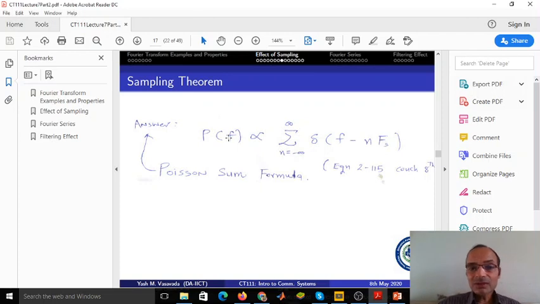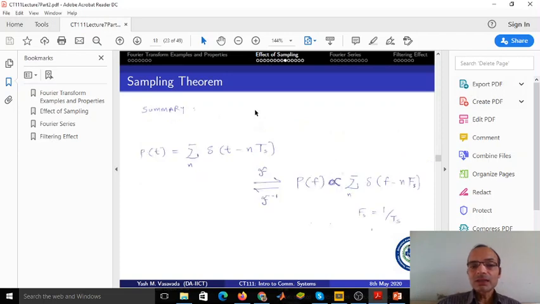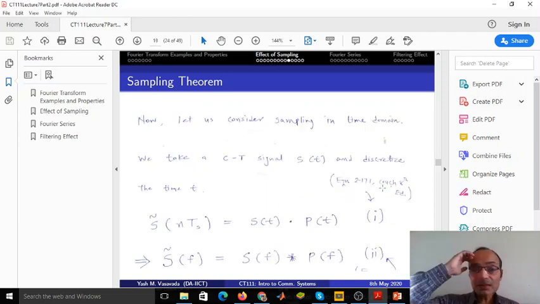We have not derived this relationship using all the mathematical detail, but this is something that we are going to use in our argument about the effect of sampling. Now recall the sifting property of Dirac delta. By the way, this is another Fourier transform pair: the impulse train in the time domain has a Fourier transform which is also an impulse train in the frequency domain. Okay, so now consider the sampling in the time domain.